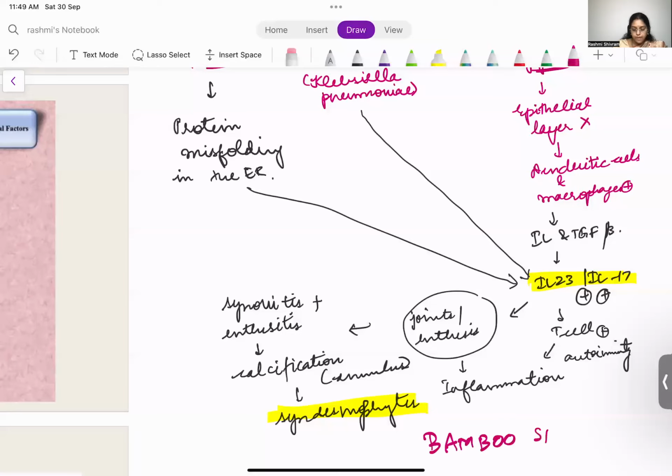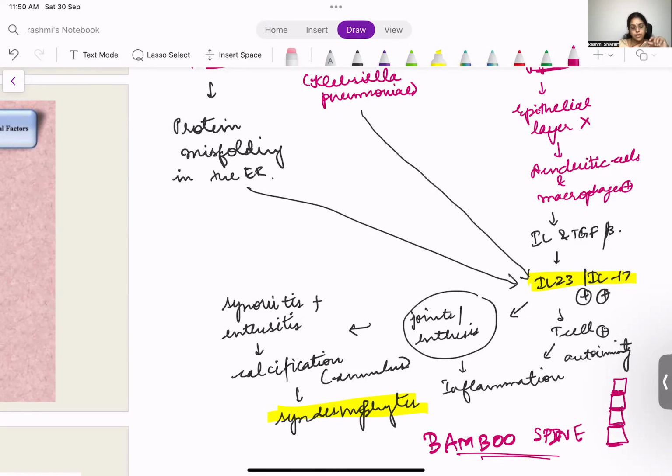Bamboo spine. Why is it called bamboo spine? You can see the borders. Like in bamboo trees, you will have some thickening here like this. The spine will look like this, right? So this looks like a bamboo, so it is called a bamboo spine. There is calcification of the annulus, which is happening.